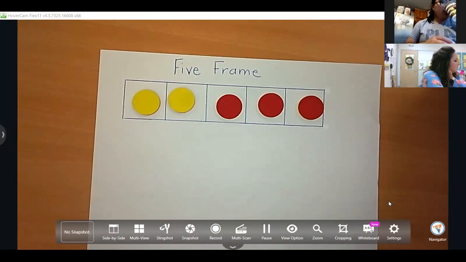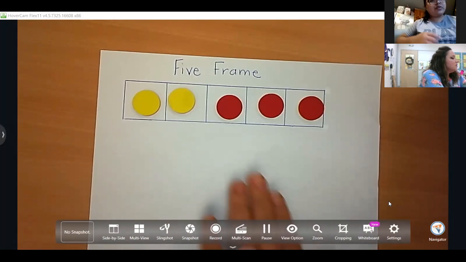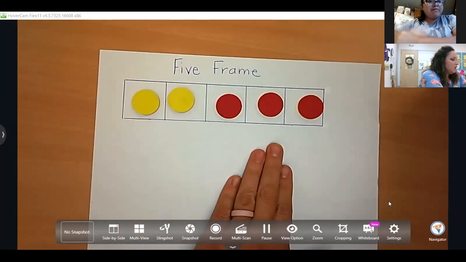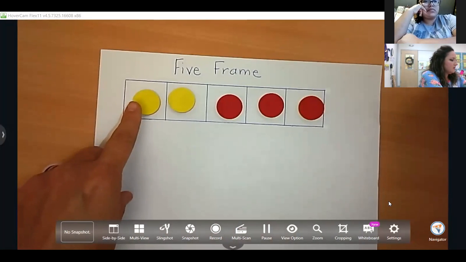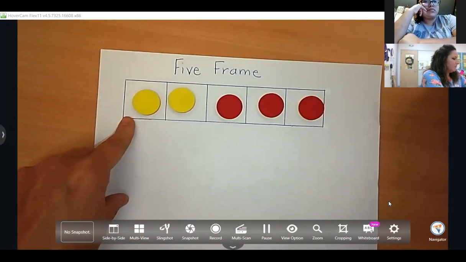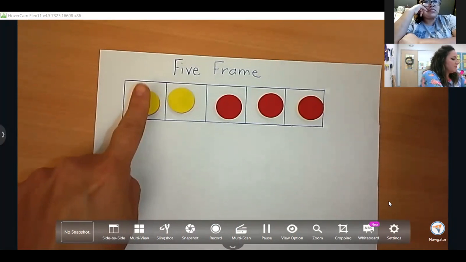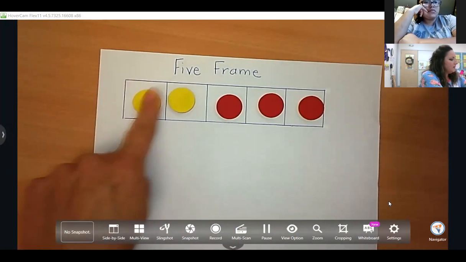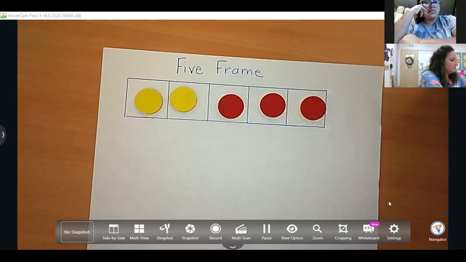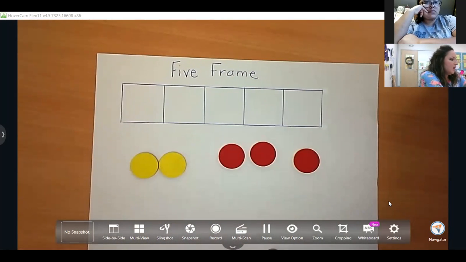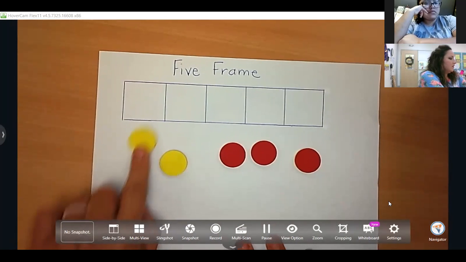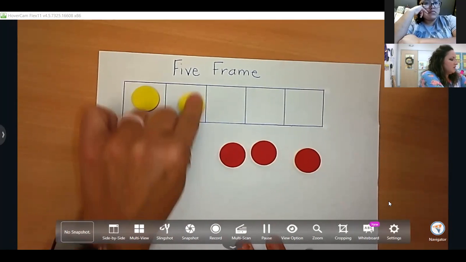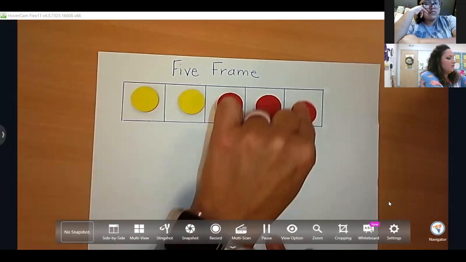So when I fill my 5 frame, in the beginning, you are going to notice students pointing and counting, which is what we want them to do. It's called one-to-one correspondence. So you want them to point, touch, count. 1, 2, 3, 4, 5. For some students, the movement of the counters will help as well. So physically moving it in. 1, 2, 3, 4, 5.